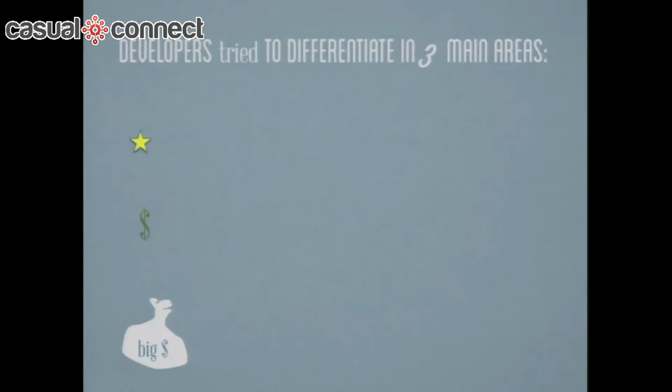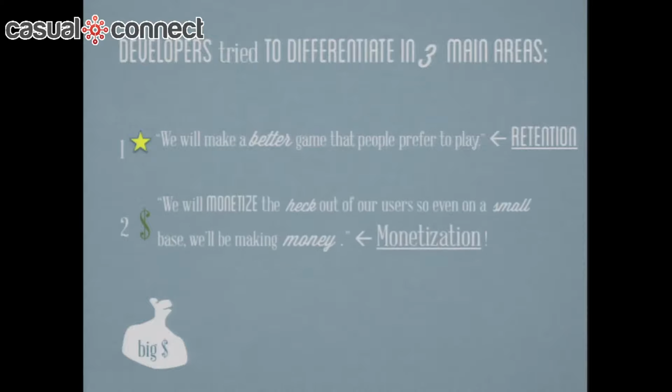So facing these challenges, developers tried to differentiate in three main areas. I'm generalizing, I'm definitely summarizing. There's a lot more detail under this, but for all intents and purposes, people would say, I'm going to develop a better game than what's out there, and people are going to prefer mine and stick with mine. People said, I'm going to monetize the heck out of all of my users, so even if I have a small audience, I'll be making more money than you.